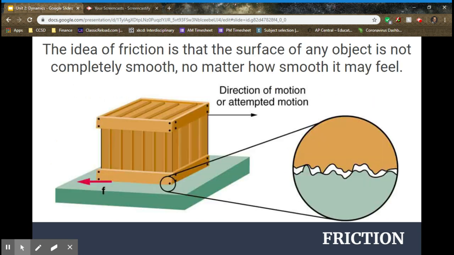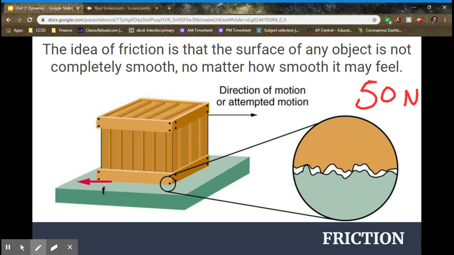So let's think about the box. Let's say that for this box, if you push with 50 newtons, the box will start moving. At that point, you've overcome static friction, and now the box is able to start moving. So at 49 newtons, the box isn't moving. Static friction is still keeping it in place, but at 50 newtons, the box is now moving.